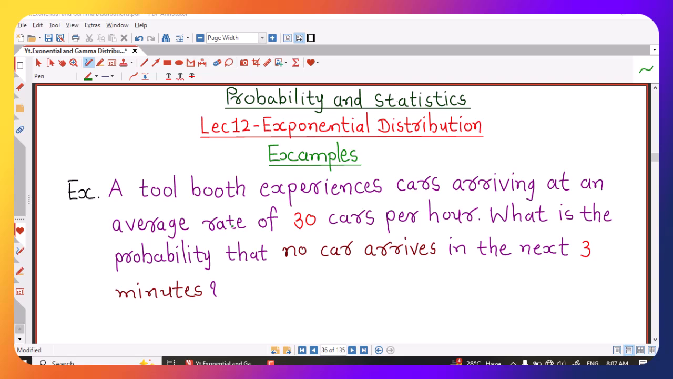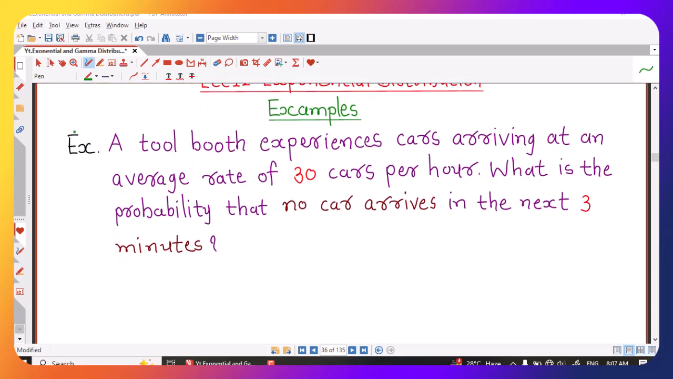Hello friends, I welcome you in lecture number 12 on exponential distribution. In this lecture we will discuss one more example on exponential distribution. So let's start with this example.